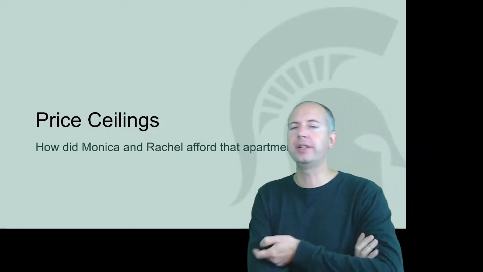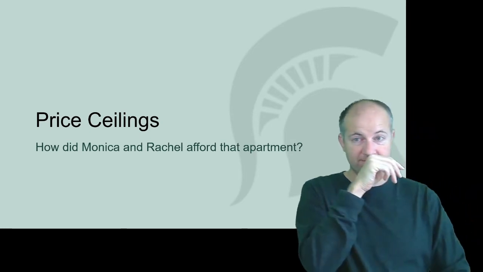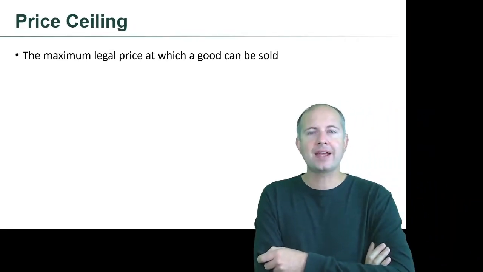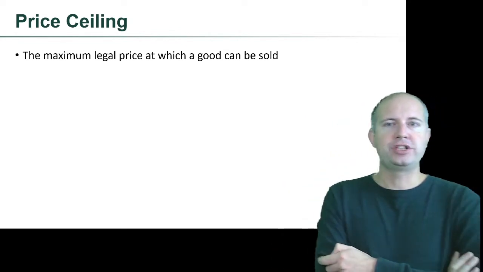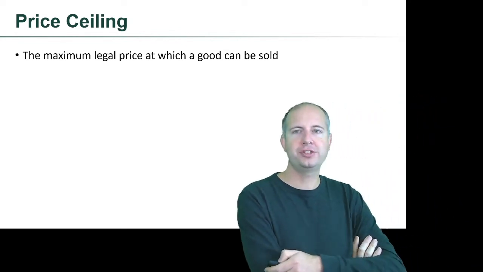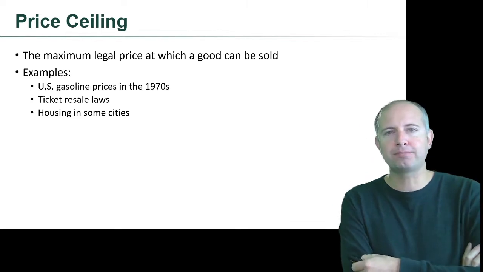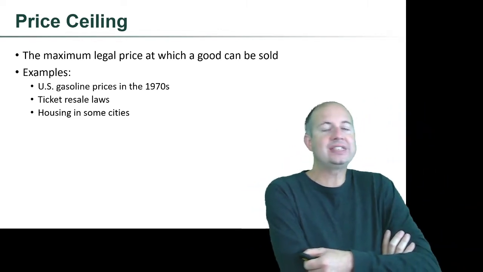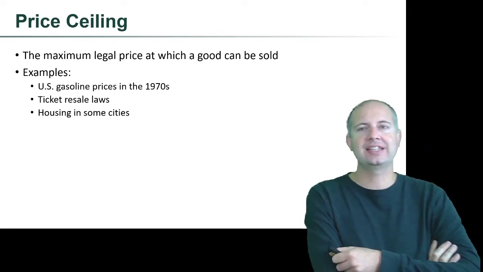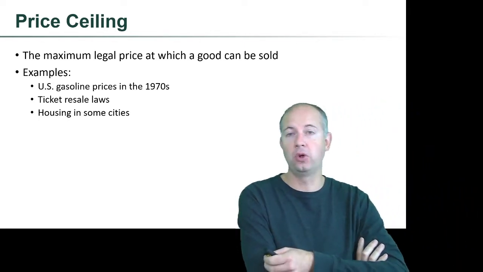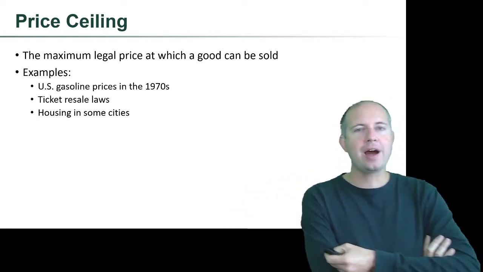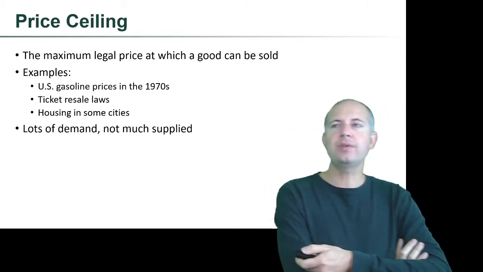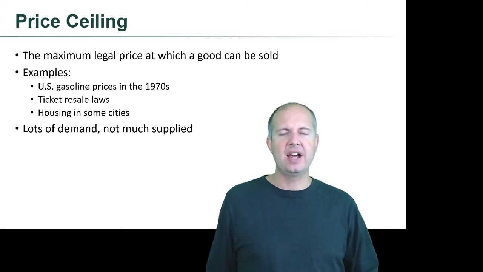So next we are going to talk about price ceilings. A price ceiling is the maximum legal price at which a good can be sold. Some examples of this: US gasoline prices in the 1970s, there were price ceilings. There are some ticket resale laws that restrict how much you can sell a Super Bowl or a concert ticket for. Housing in some cities has price ceilings. And what you get with this is lots of demand and not much supplied.